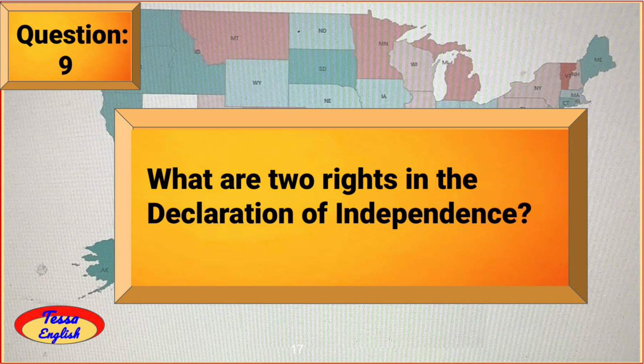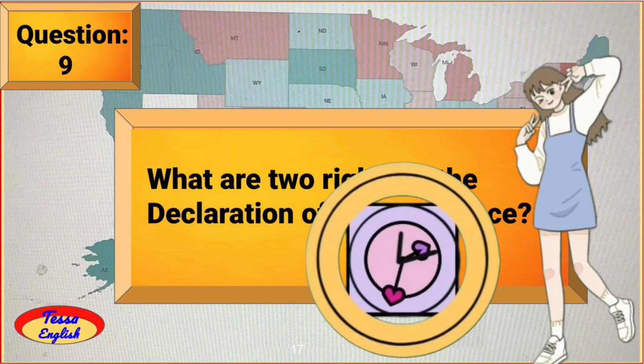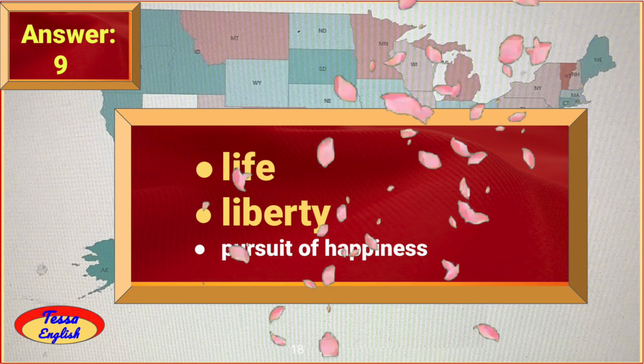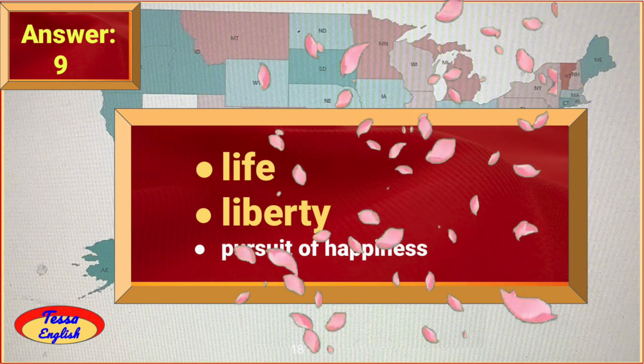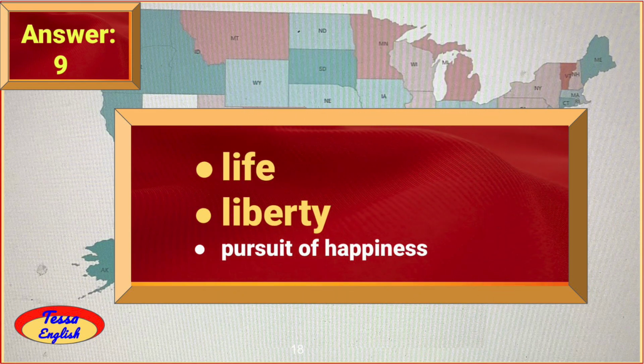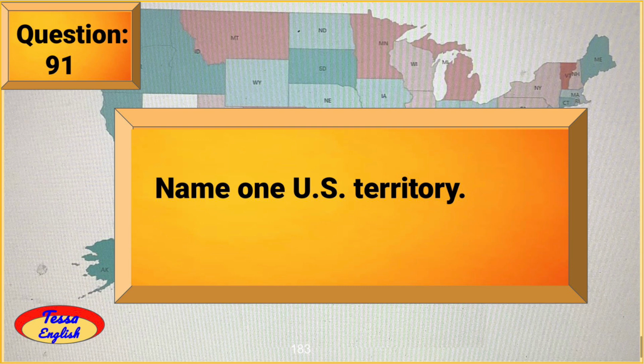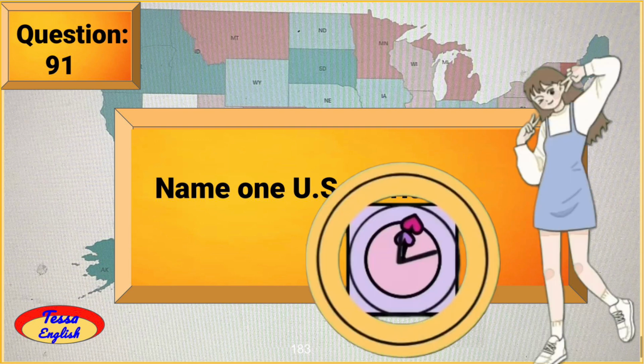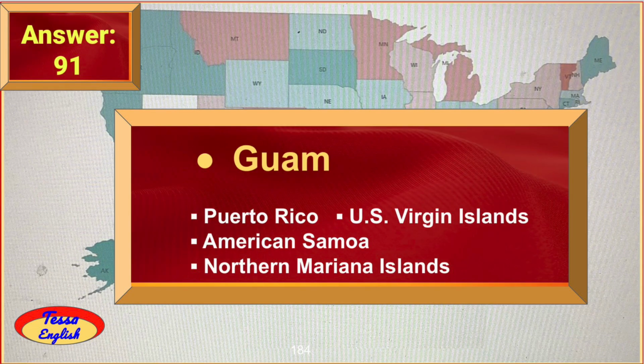What are two rights in the Declaration of Independence? Life, liberty. Name one U.S. territory. Guam.